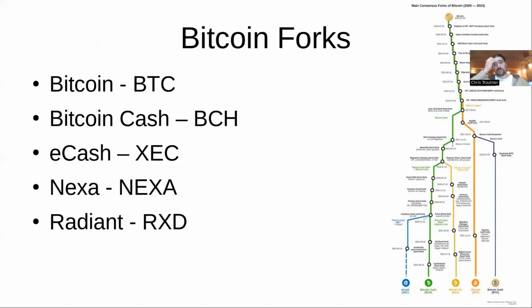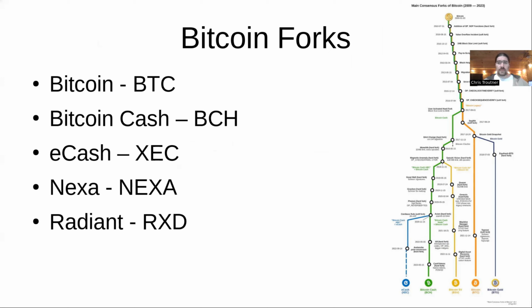Let me touch on Bitcoin forks. Most people are aware of BTC, the Bitcoin, which has the majority of the world's hash power by far and is the leading market cap. That's one version of Bitcoin.